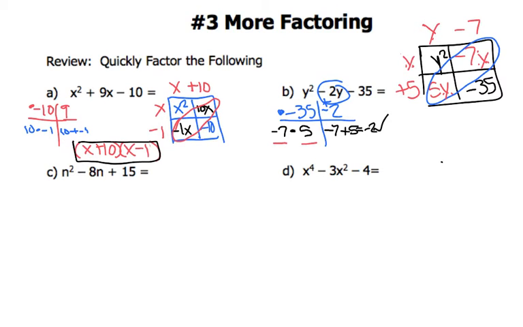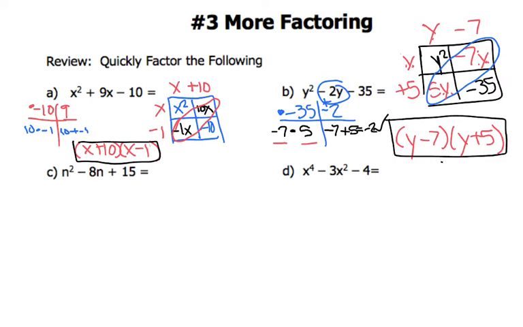So y minus 7 times y plus 5 is going to be our final answer for this problem.